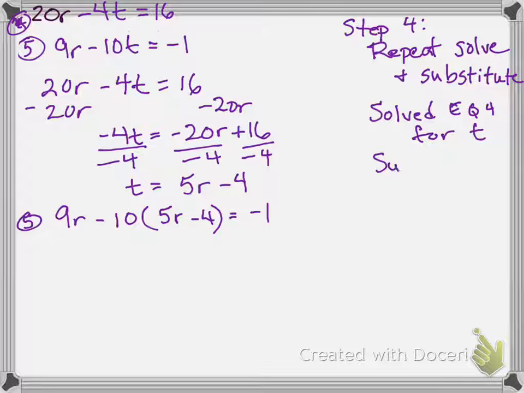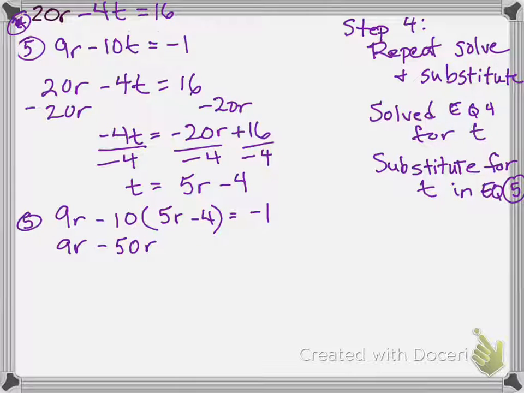And then we substitute for T in equation 5. So now we just do the algebra. We have 9R. Distribute the negative 10, so we get negative 50R plus 40 equals negative 1.